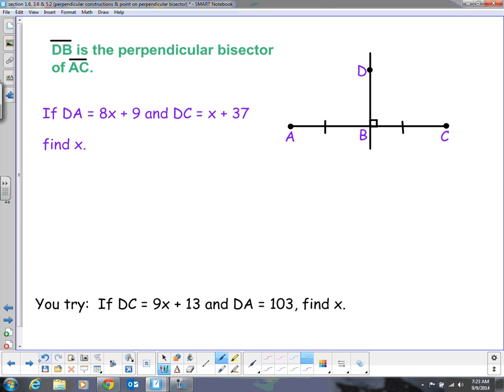So now let's do some algebra. DB is the perpendicular bisector of AC. All right, so now look, is DA drawn in? No. Is DC drawn in? No. However, what do we know about this length and that length? So the equation we would write is 8x plus 9 is equal to x plus 37. So you see, every theorem, every postulate, every definition that we have, you're given basically to be able to use. But if you have not put to memory those relationships, will you be able to write an equation?